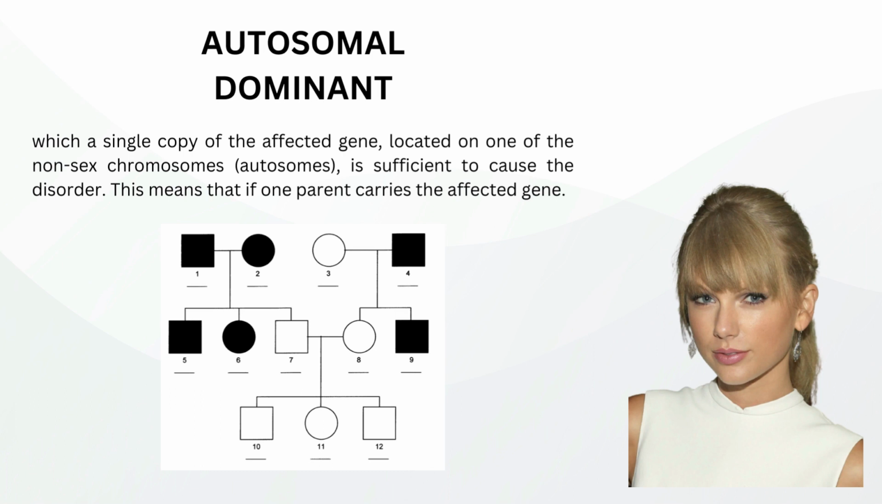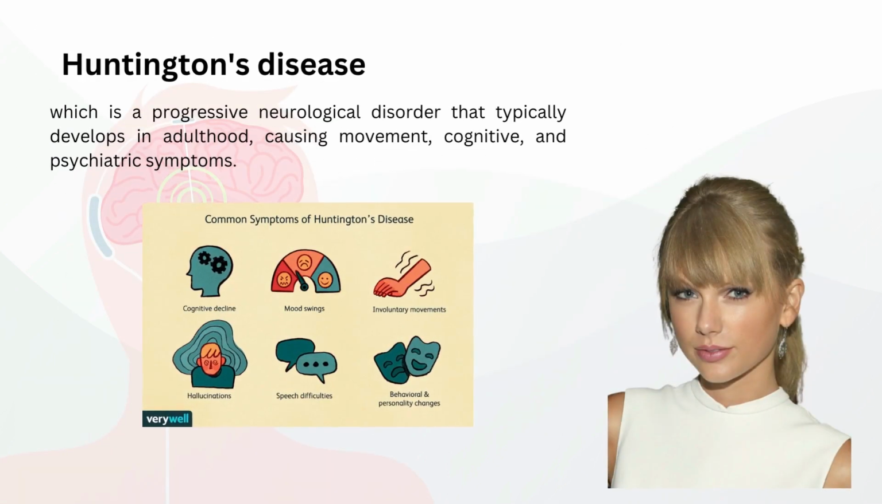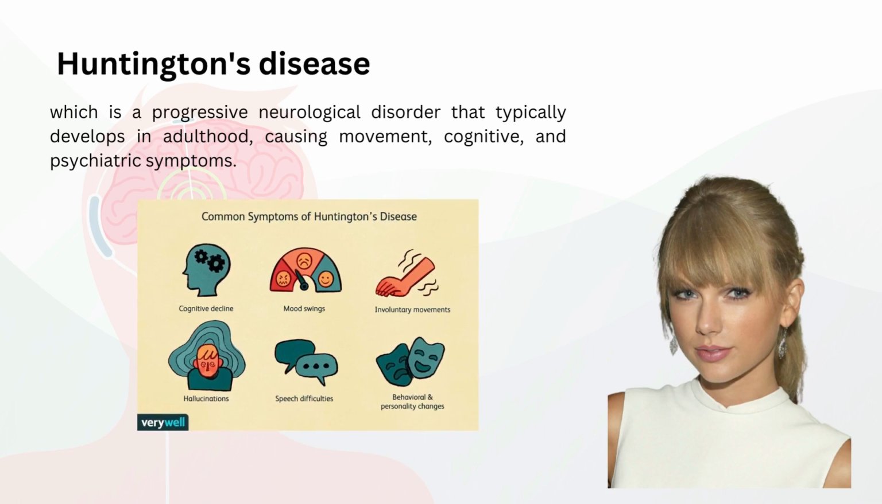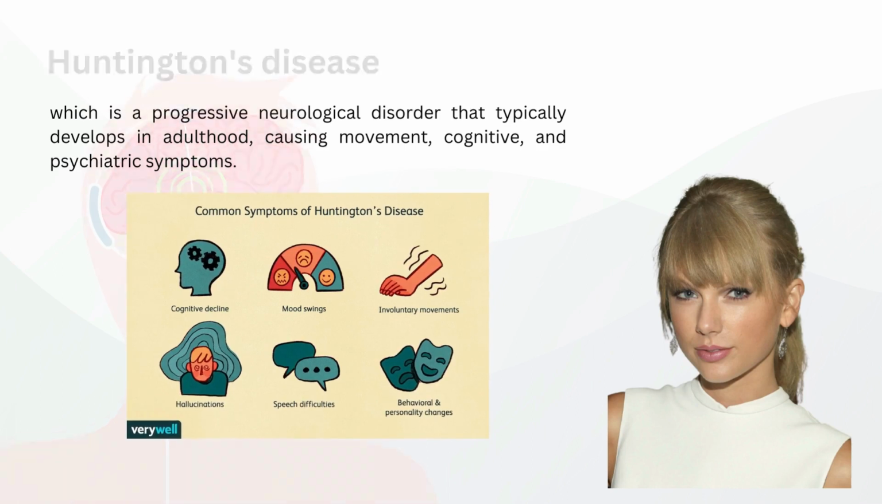This means that if one parent carries the affected gene, there is a 50% chance that their offspring will inherit the disorder. An example of a disease is Huntington's disease, which is a progressive neurological disorder that typically develops in adulthood, causing movement, cognitive, and psychiatric symptoms.